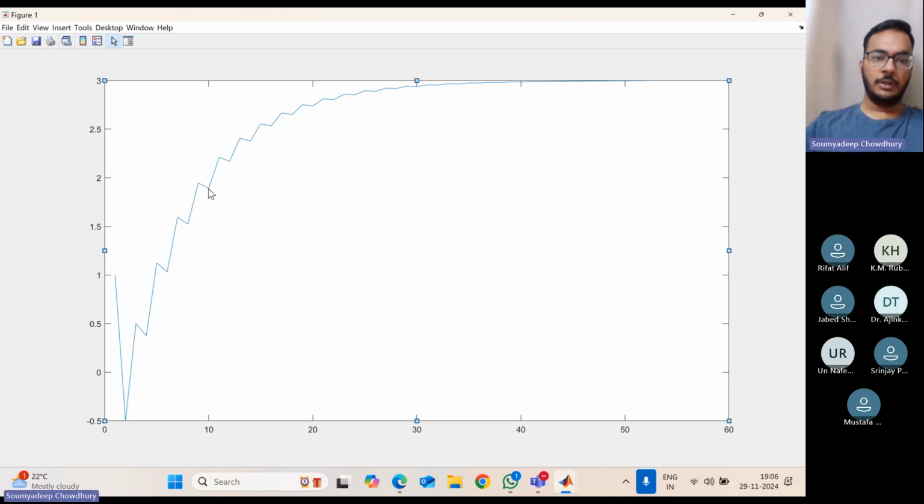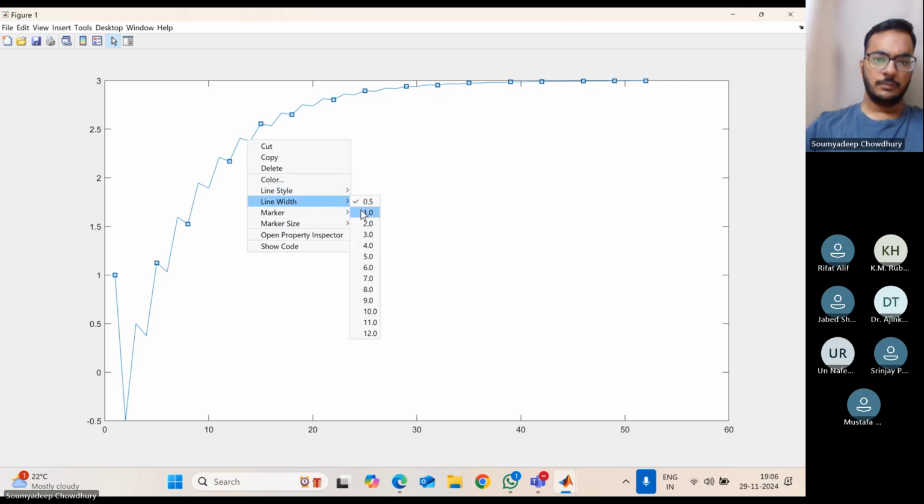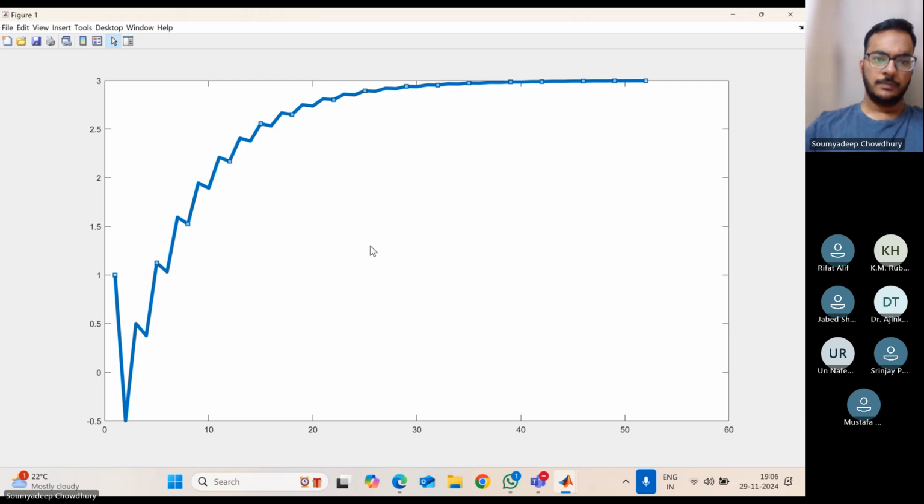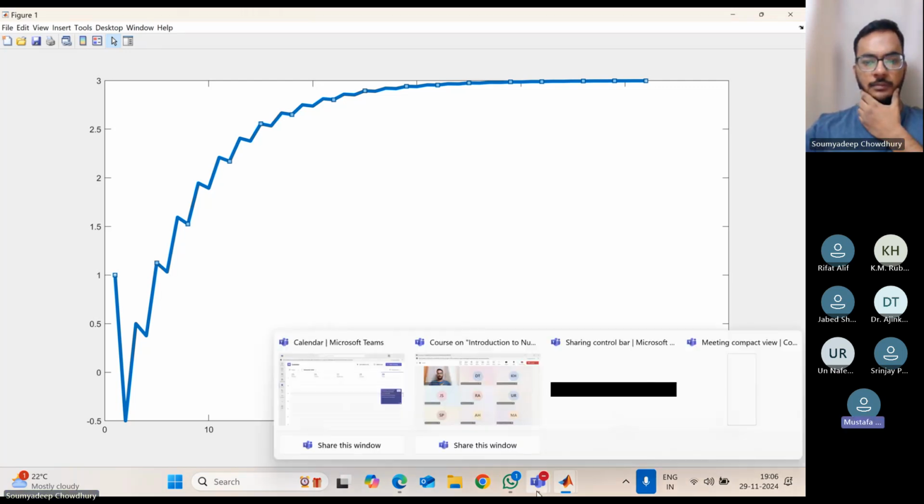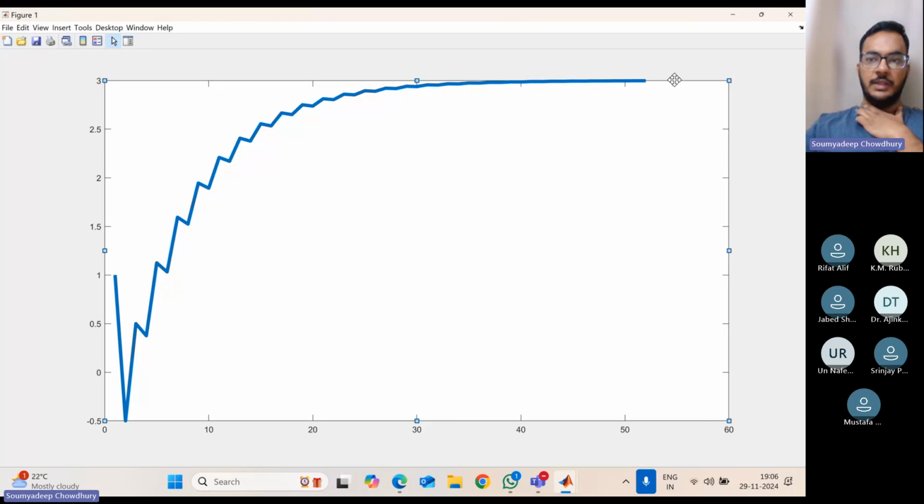Are you able to see the plot in the MATLAB screen? Are you able to see the plot on the MATLAB screen? Yes, sir. Okay.